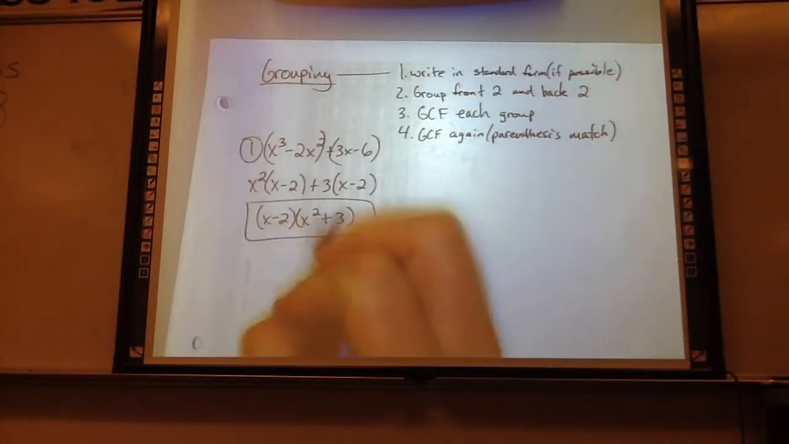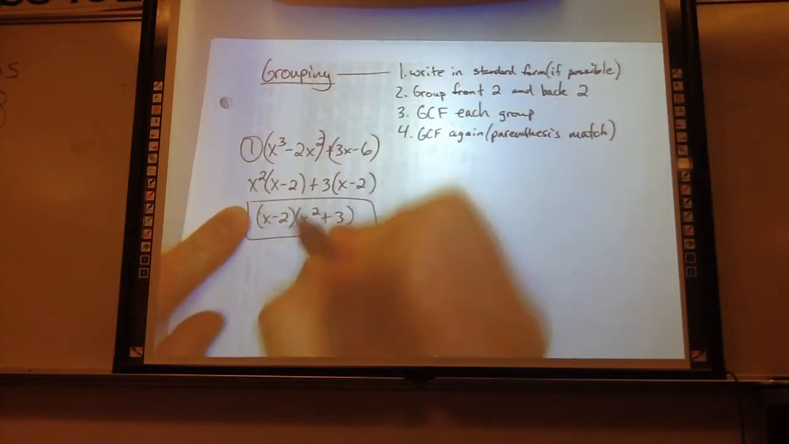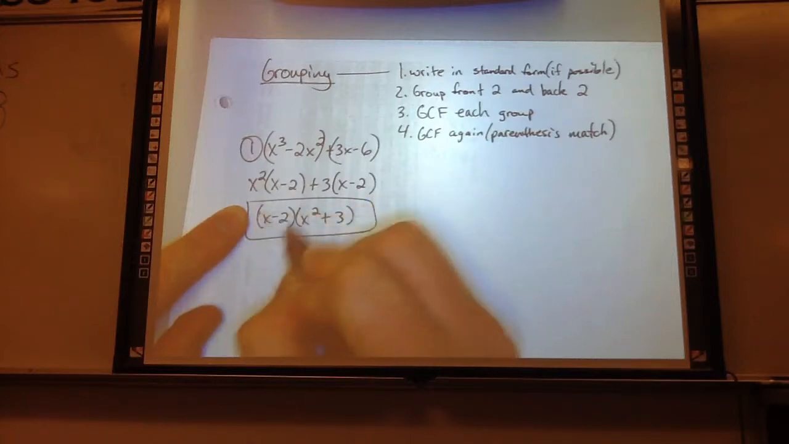Adam, think about this. Let's say I kept that whole thing together and I did distributive property. You'd have x minus 2 times x squared, right? Yeah. And then you'd have x minus 2 times 3.